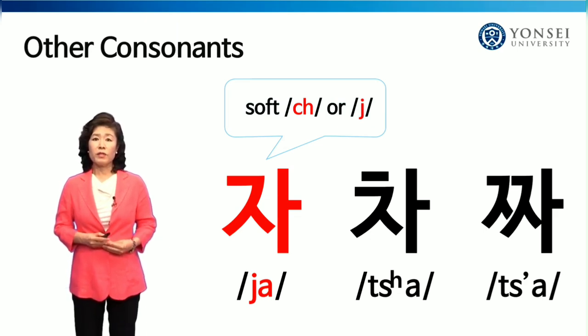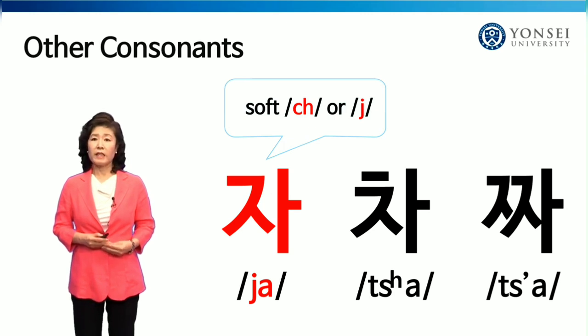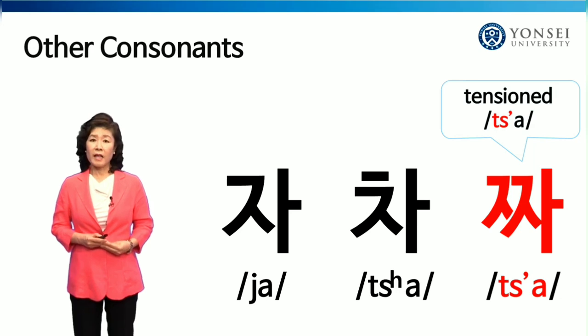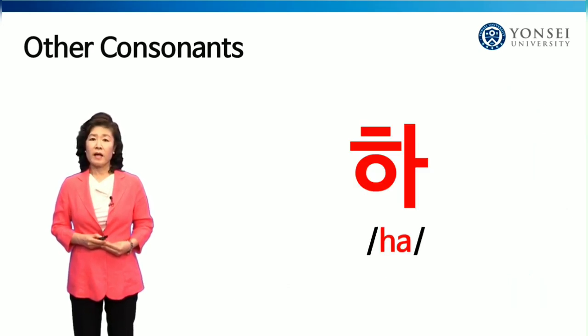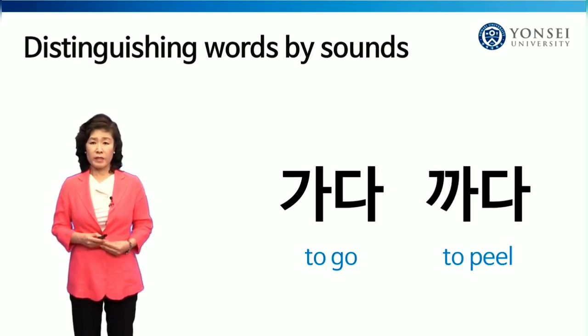Cha is in between soft CH and J, but is not voiced, cha. Cha is aspirated, cha. And ja is tense, ja. Ha is identical to ha, ha. Now let's distinguish these words by their sound.